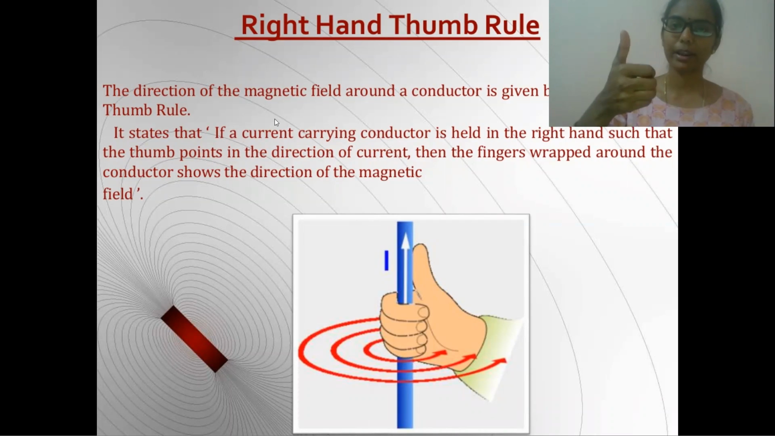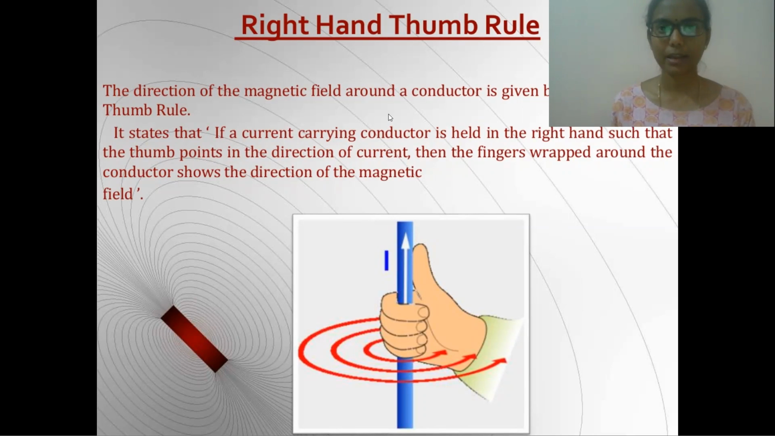So let us take your right hand. Children, take your right hand, and the direction of the thumb indicates the direction of current. Imagine in this pen, if the current is going in the upward direction, the thumb needs to point in the direction of the current, and the curled fingers, which are curling around, will give the direction. You can see the figure also there. Your thumb indicates the direction of current and the curled fingers indicate the direction of the magnetic field around. So this is the right hand thumb rule.